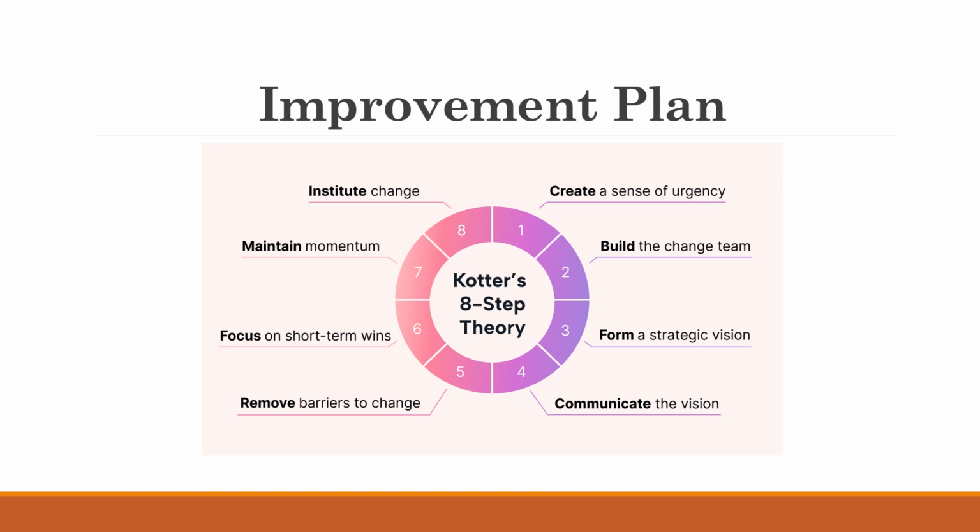Two, we're going to build the change team. We're not going to take this to the entire company at once because we don't want to bombard them and we don't know if it's going to be successful. Then we're going to form a strategic vision where we identify the goal that we want. At this point, the vision we're working toward is to create a cheaper Apple product.